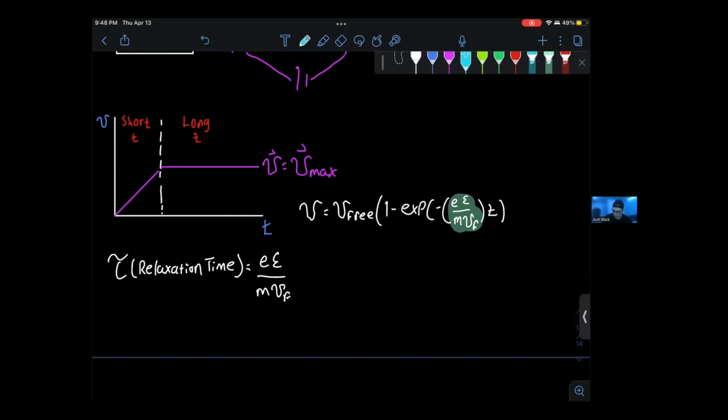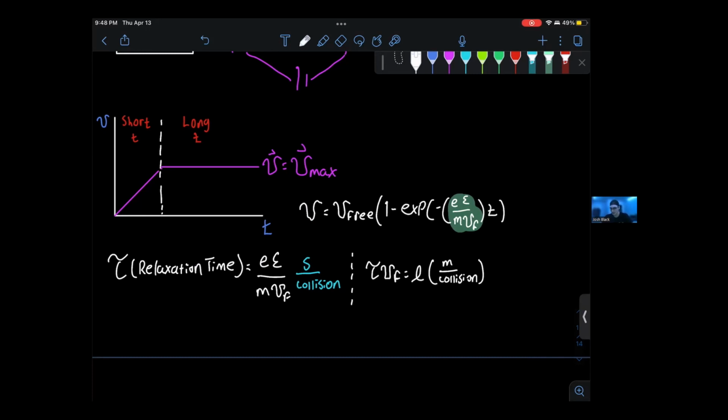This is how many seconds are between each electron collision with a defect. If we were to take this tau value and multiply it by the free electron velocity, we would get the mean free path. And this is the length each electron goes before it collides, meters per collision.